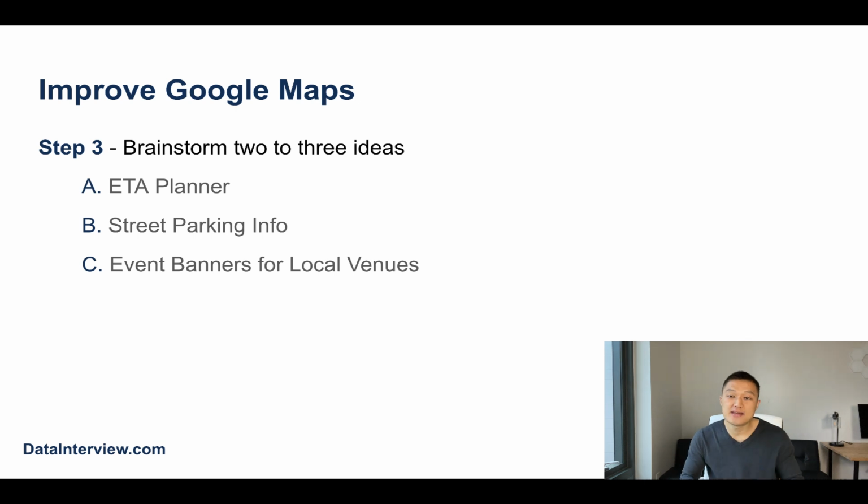But basically, the 3 ideas I have are this. And I really wish Google Maps would actually build this. So if anyone from the Google Maps team is watching this, please add these features. So the first thing is ETA planning.